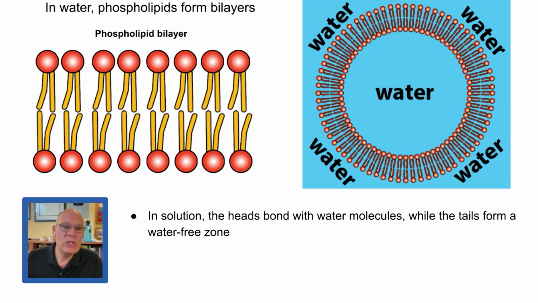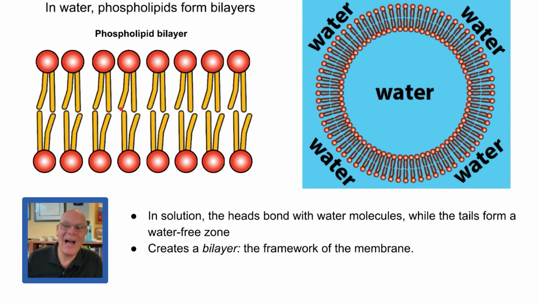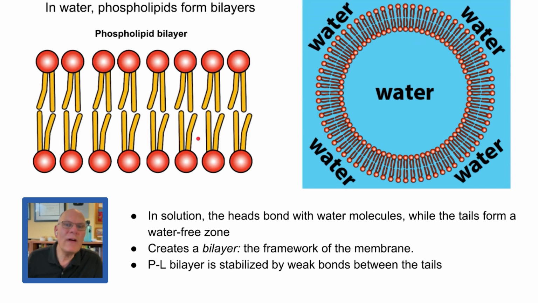Here's something to know. In solution, the heads bond with water, while the tails form a water-free zone. So this over here, that's a water-free zone. This over here, a little bit larger, that's a water-free zone. That creates a bilayer, this 2-layer structure. One layer, the second layer. And the phospholipid bilayer itself is stabilized by weak bonds, van der Waals force bonds, that form between these hydrophobic tails. So there's a kind of force that's holding them together, plus this orientation of the hydrophilic heads and the hydrophobic tails.